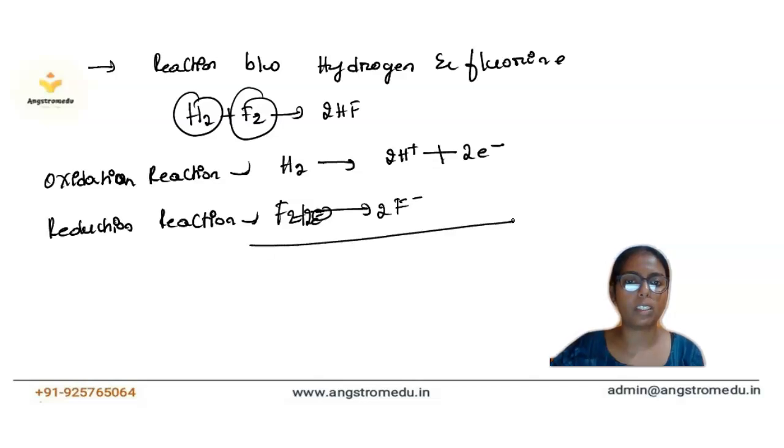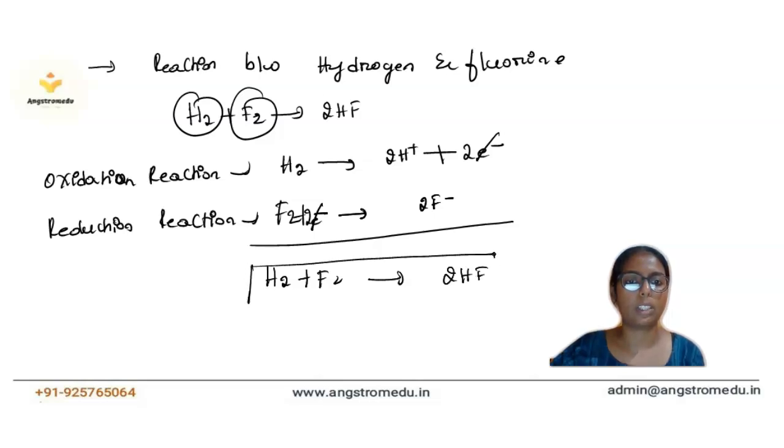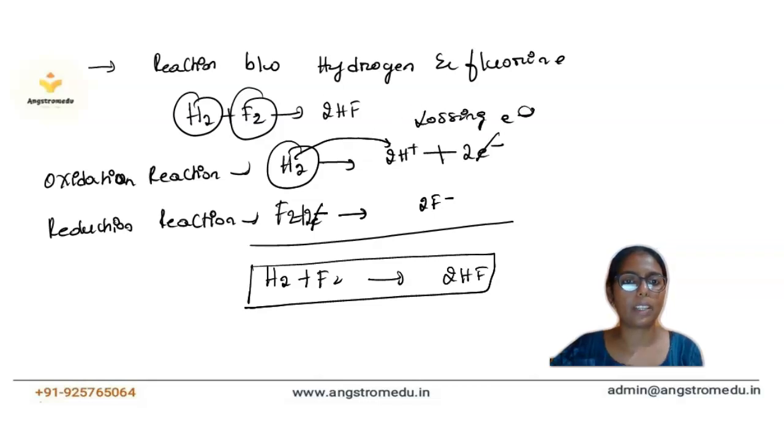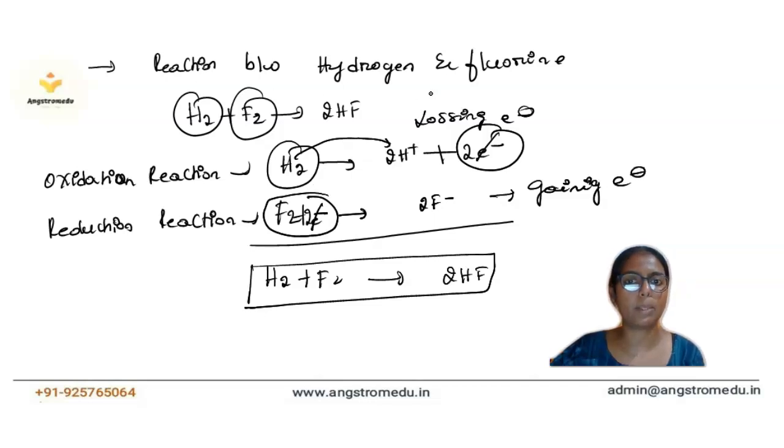If we add both reactions, the 2 electrons get cancelled. Finally we get H2 plus F2 giving 2HF. This is the final redox reaction. Here the hydrogen undergoes oxidation, meaning it is losing electrons, 2 electrons. And fluorine undergoes the reduction reaction, meaning it is gaining electrons. So this is the reaction between hydrogen and fluorine.